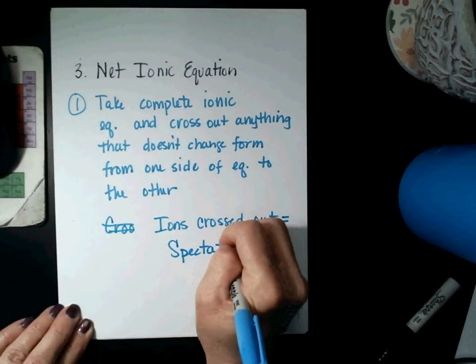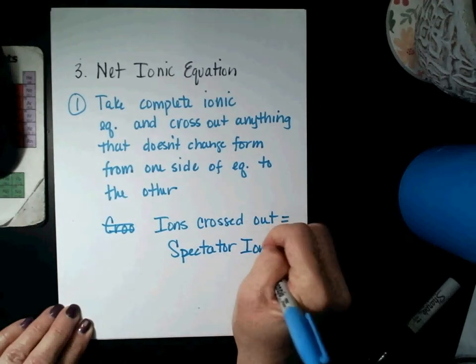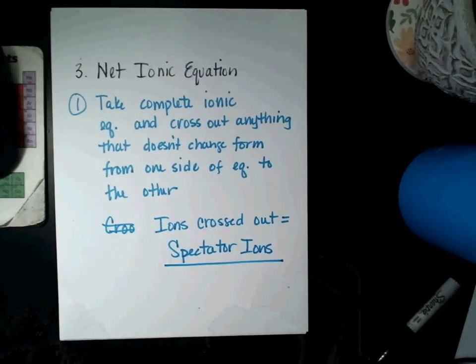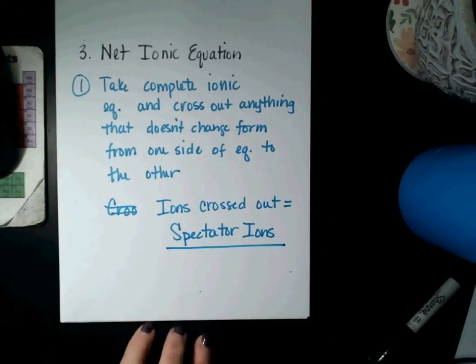The things that you cross out are called spectator ions. Because they're just there. They don't do anything. Yeah, they help in the reaction, but they don't change form, so we call them spectator ions. They don't become part of the solid, in other words.